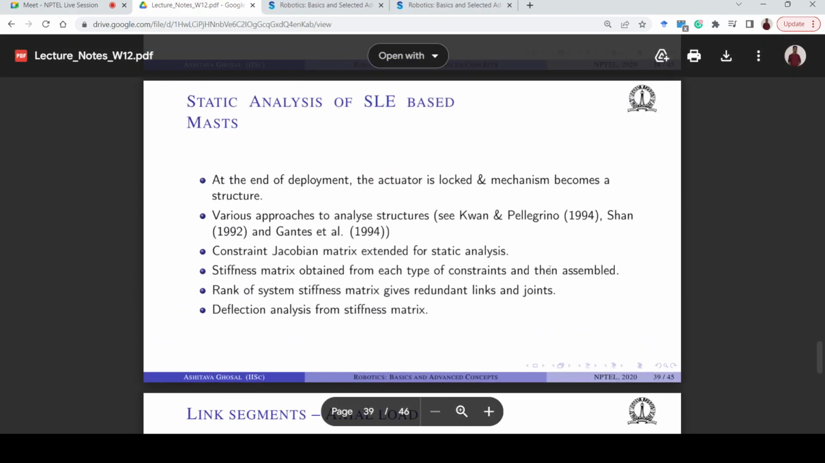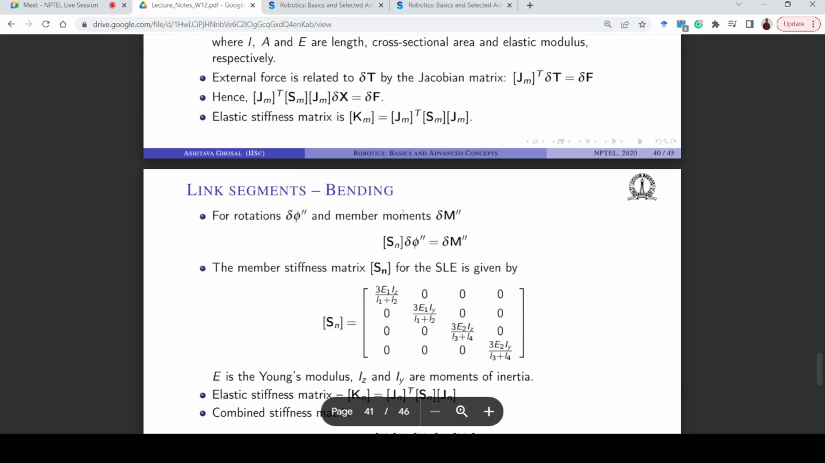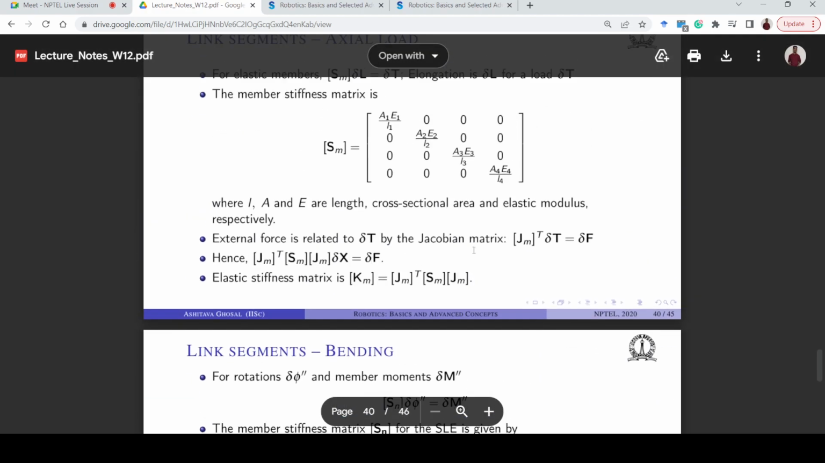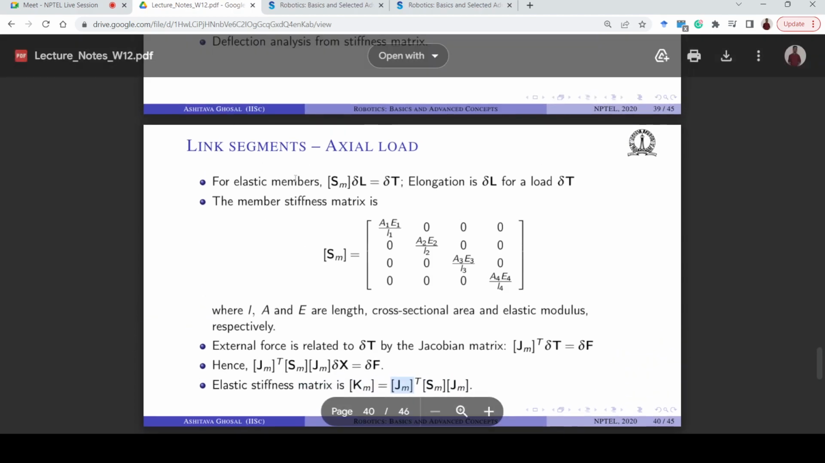I think it was written also somewhere. And then using the constraint, the external force and the load are related by the Jacobian. Again, the constraint Jacobian, as we've seen in the case of manipulators as well, right? And then when you relate the load with delta x, or the change in your coordinates, this is what you end up with. So this is the effective stiffness matrix for this particular mechanism.